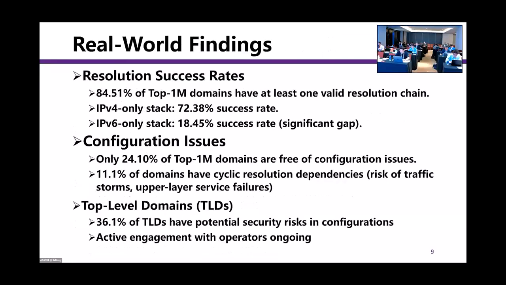We validate RMAP performance using the top 1 million most popular domains. Here is a breakdown of our key findings. For resolution success rate, 84% of the top 1 million domains have at least one valid resolution chain.